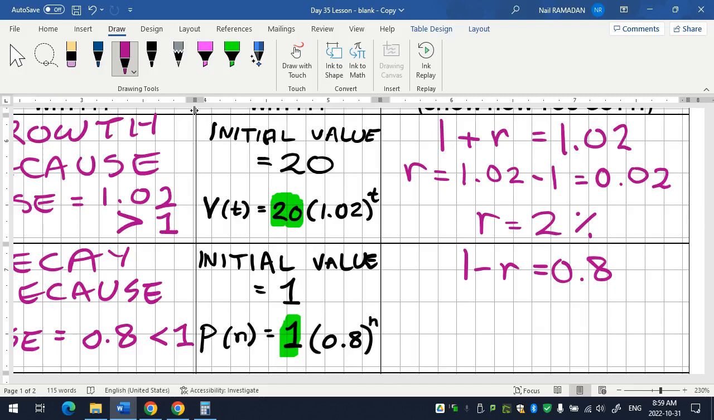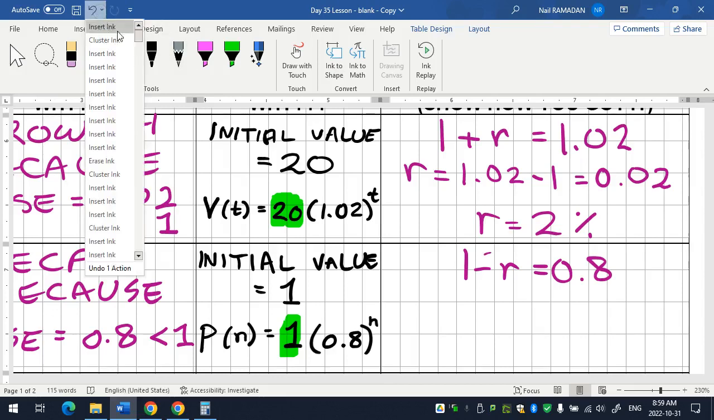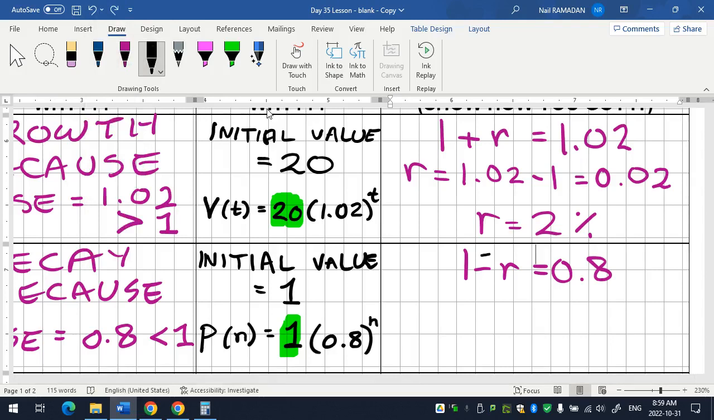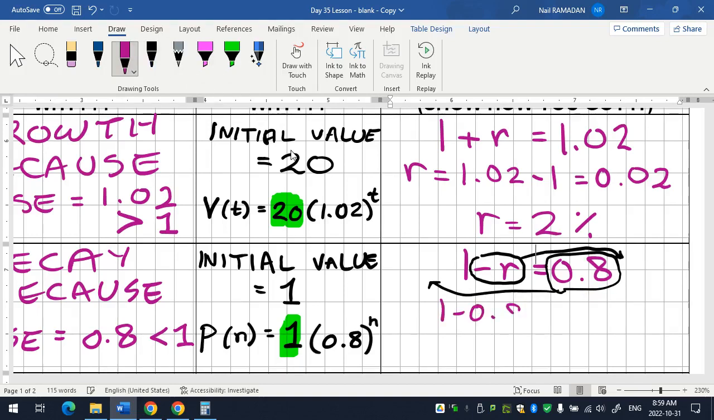Nice. Okay. So as we said, we're going to move this one. I'm going to actually circle it. You don't have to circle it, obviously, when you do the test. Yeah, at the same time. I hope it's not super confusing. Then what? 1 minus 0.8 equals what? R. Which means R is equal to what? Is it 0.2 or 0.02? 0.2.